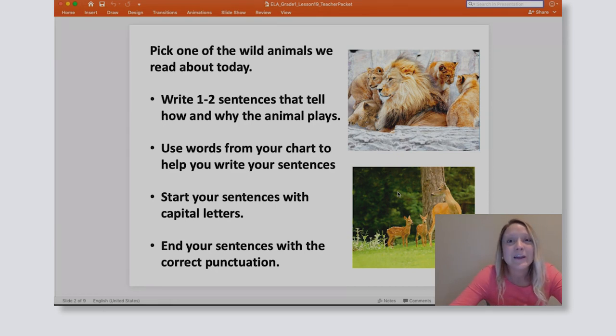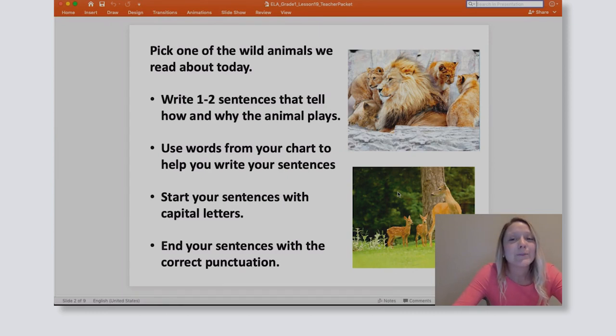Now, we even got to pick one of these wild animals to write about. And we wrote about how and why they play. Which one did you pick, boys and girls? Did you write about how this helps them when they become adults? Very nice. And I bet you all remember to capitalize the beginning of your sentence. And I bet you even used a punctuation mark. Give me a thumbs up if you did all that in your writing. You guys have been working so hard. I bet you all did a fabulous job.